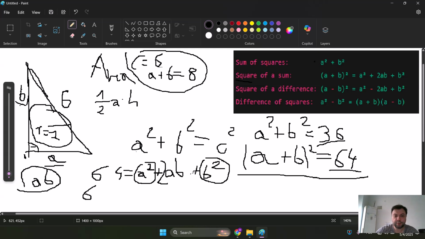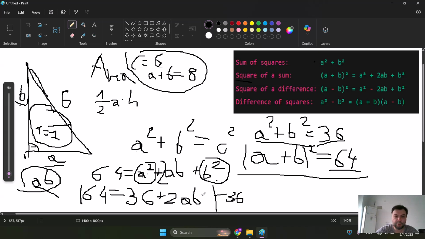So we can continue like this. Instead of writing a squared plus b squared, we can write 64 equals 36 plus 2ab. Okay, because we know a squared plus b squared, we wrote it here, equals 36. So we don't have to write them, we can replace them with 36. So 64 equals 36 plus 2ab, and from this equation we can calculate what is ab, and we will then be able to know the area. So 2ab equals, we have to subtract 36, right, from the right side. We remove 36 from this side and we will know what is ab.